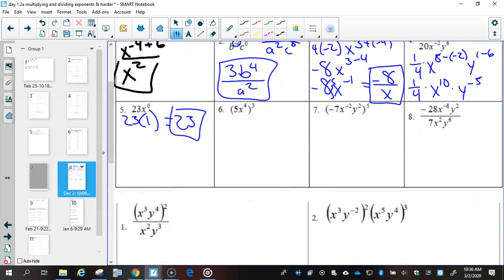For number 6, we are raising exponents to other exponents. What do we end up doing with those exponents? Multiplying. So if there is no exponent, it's 1, so you're multiplying 1 and 3, and 4 and 3. Well, what is 5 to the 3rd power? That'd be 5 times 3... 125. It's 125.